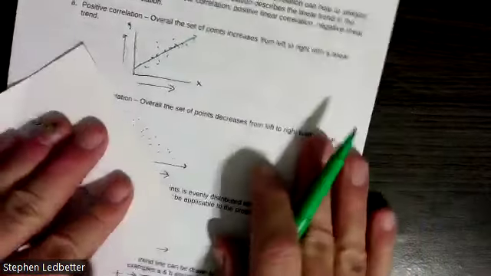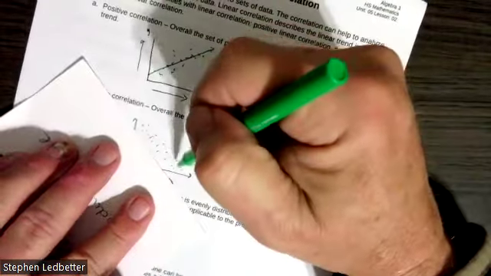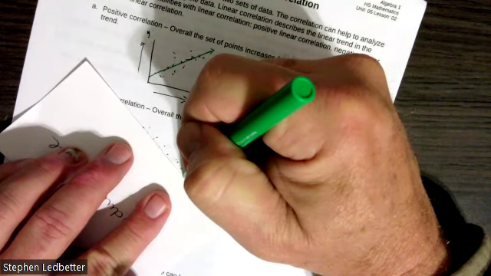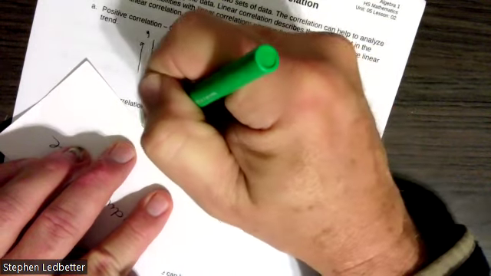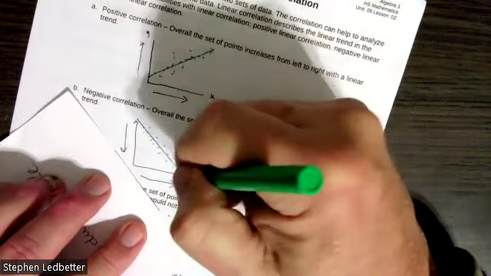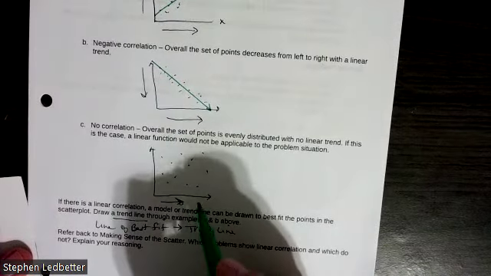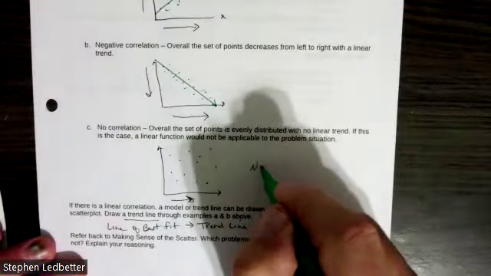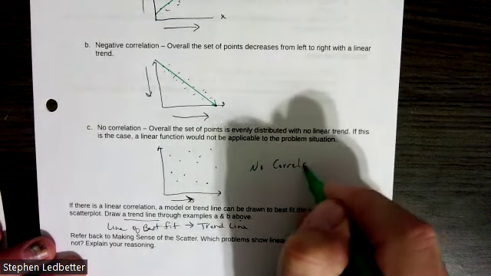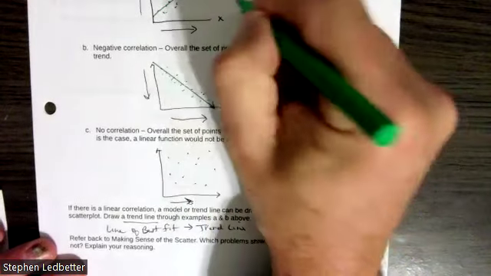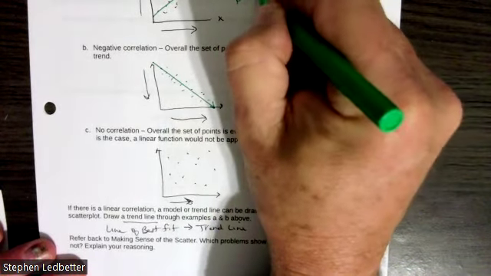I'm going to do the same thing going down. Notice I have a negative. I'm not really examining this, I'm just going at it, so it looks something like that. Again, I could be totally off, which looks like I am. This one, we don't draw a trend line because there's no pattern, so we say no correlation. This one is a negative, and this one is a positive correlation.